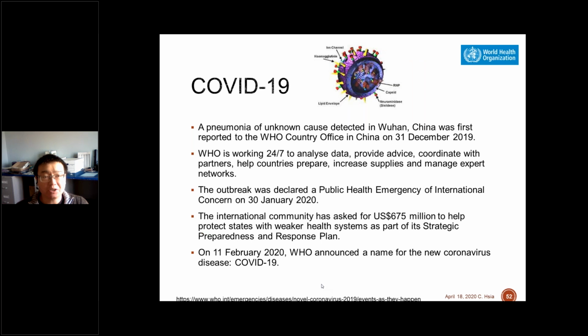How did it all start? As you know, there was some form of quote unquote pneumonia of unknown cause initially detected in Wuhan, China. It was first reported on December 31st in 2019 to the World Health Organization. The World Health Organization has been analyzing data. They've been providing advice and coordinating with partners and helping countries prepare and increase supplies and manage expert networks. If you would like more information, I would suggest that you look at the WHO website. They also have a list of frequently asked questions. They have a tracking record for the number of cases on a daily basis.